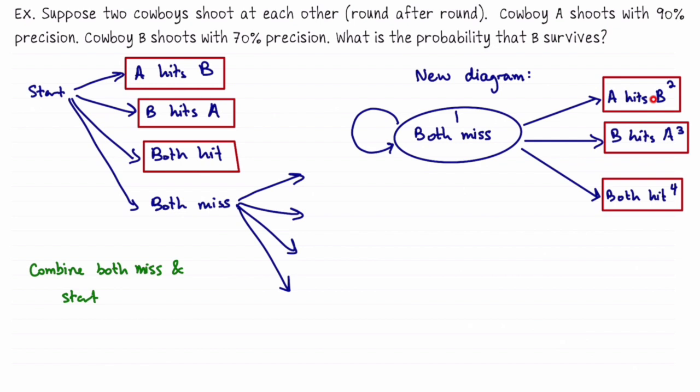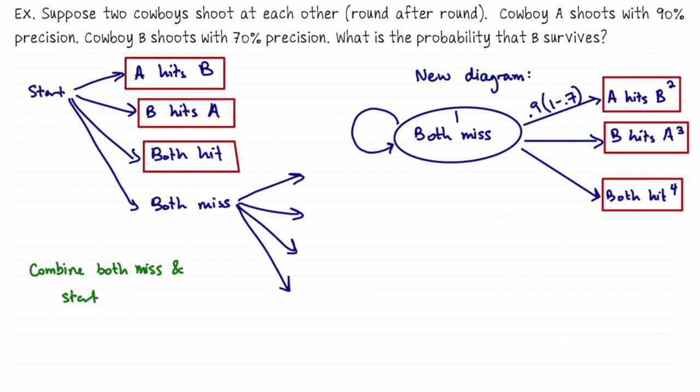For A hits B, implicit in the way I've labeled this is the fact that B doesn't hit A, because if B did, we would be down in condition 4. So A hits B is really A hits B and B doesn't hit A. So the probability of those two actions happening at the same time is: A hits B is 0.9, B doesn't hit A is 1 minus 0.7, 0.3.